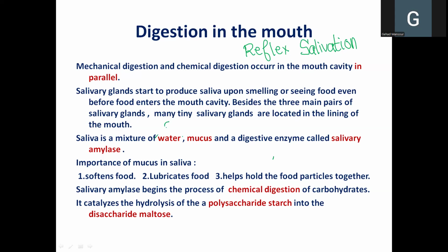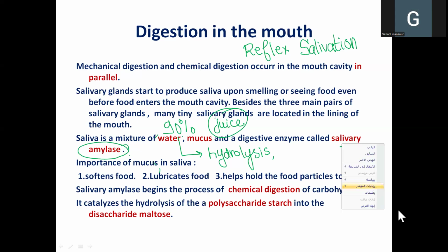And saliva is a mixture of things. It's a mixture of water. And by the way, saliva is a digestive juice, and most digestive juices contain water. They contain 90% water, and this is helpful for hydrolysis. But it also contains a very important enzyme whose function will be discussed very soon, which is amylase, and we call it salivary amylase because there is another amylase enzyme secreted by the pancreas.